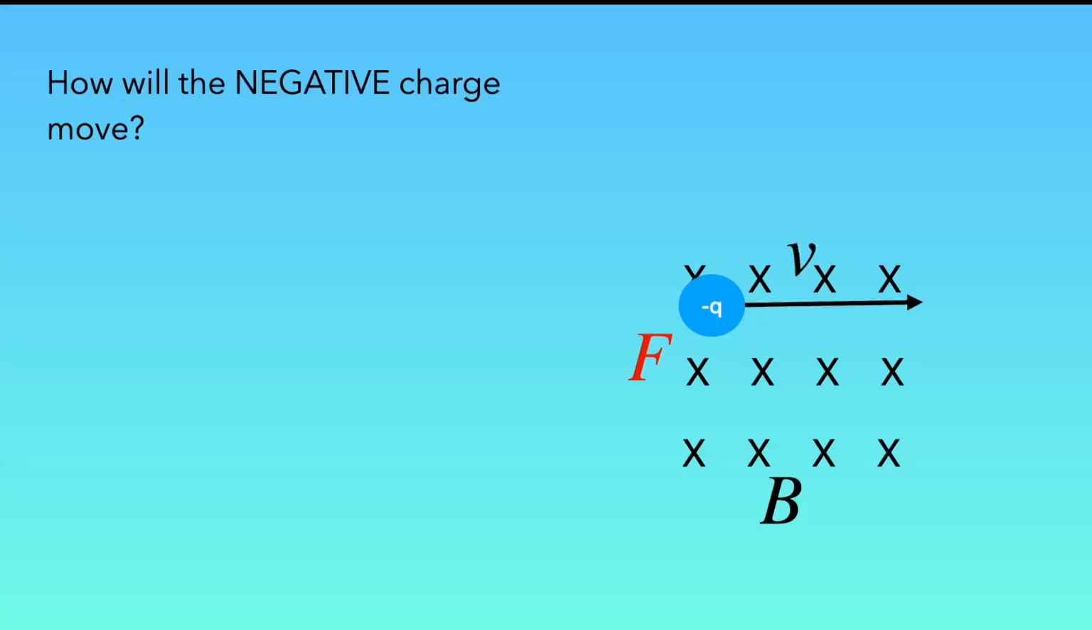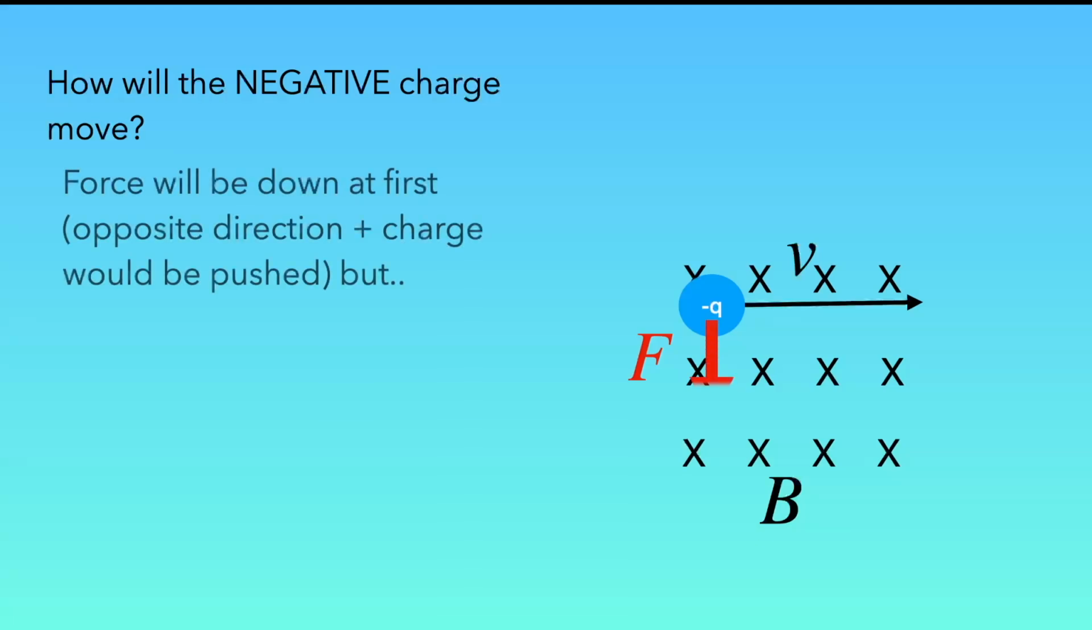Okay, so if it were a positive charge, I'd take my fingers, push them to the right, fold them into the screen, and my thumb would point up, perpendicular to the BV plane. So the force would be up. But this is a negative charge, so it's in the other direction. So that's the direction of my force.